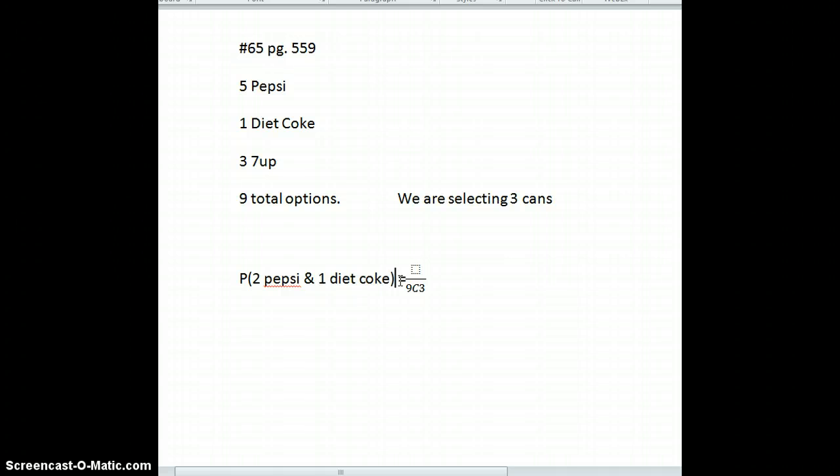So I think I'm at number D here, 2 Pepsi and 1 Coke. So how many ways can you select 2 Pepsi? Well, there's 5 Pepsis, and you're going to be selecting 2. So that's how many ways you could get the Pepsis, and then multiply that by the number of ways you can get the Coke. There is 1 Coke, and you're going to be selecting 1. So all A through G will follow that similar pattern.